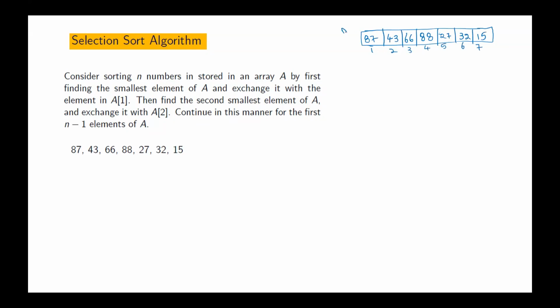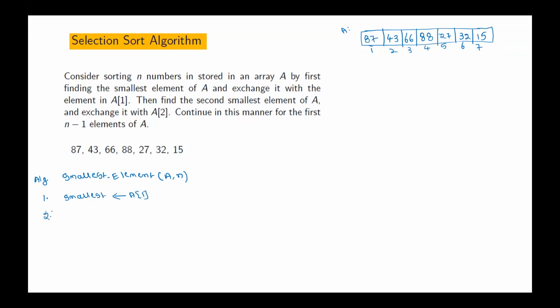So if this is the array, what do we do? First, we consider the smallest element in this array. So give me an algorithm to find the smallest element of an array. The array name is say A, and there are n elements. So how to find the smallest element? We can see the first element as the smallest element. Is that okay? Smallest is A[1]. Is that correct?